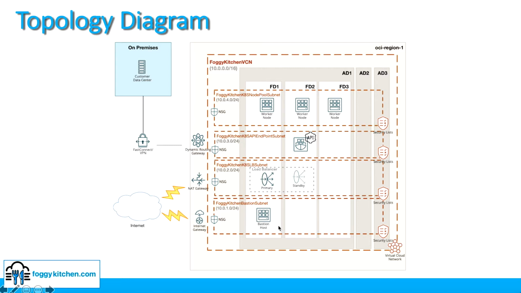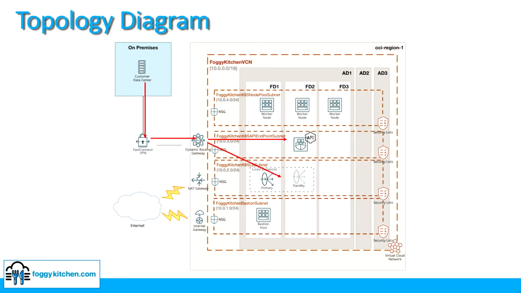The Bastion subnet is the only public subnet, so we can access the Bastion host from the public internet, and we can use the internet gateway. The rest of our subnets are fully private. That's why we have no gateway here, right? So we have the Kubernetes load balancer subnet, the Kubernetes API endpoint subnet, and ultimately the Kubernetes node pool subnet.